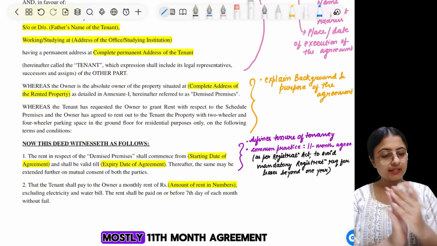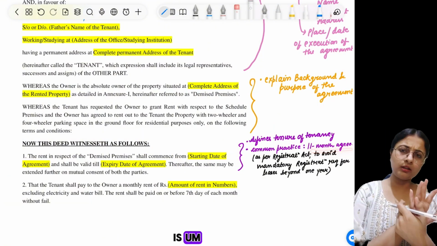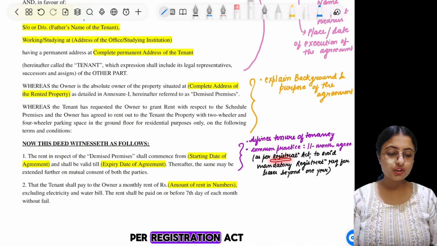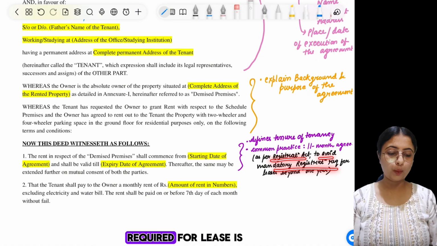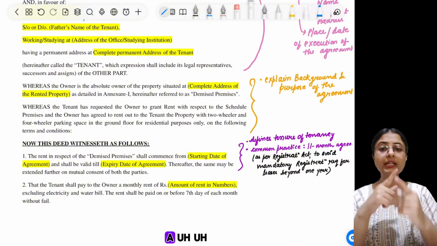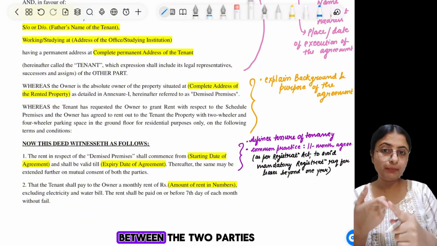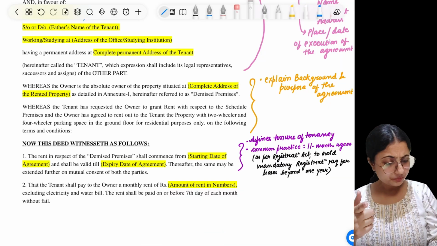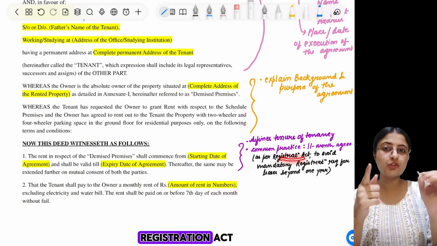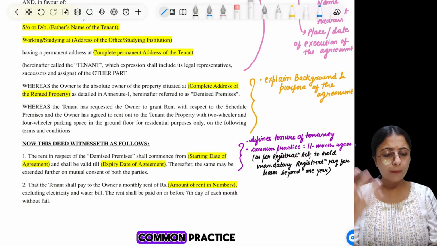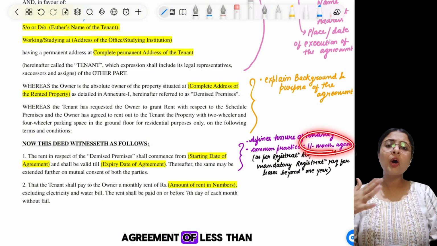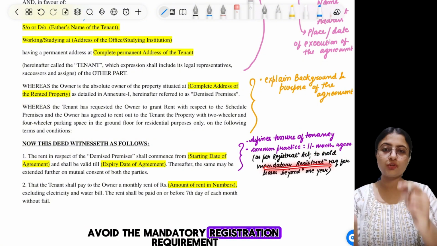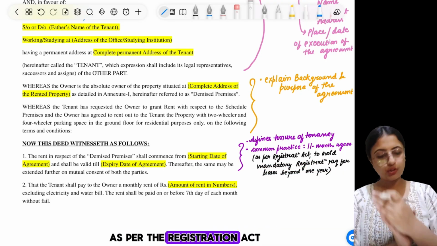In common practice, mostly parties enter into an 11-month agreement. This is because, as per the Registration Act, registration is mandatory for leases beyond 1 year. So whenever there is a lease agreement between two parties that exceeds 1 year, there is a mandatory requirement of registration as per the Registration Act. So in common practice, people enter into an agreement of less than a year, that means 11 months, to avoid the mandatory registration requirement.